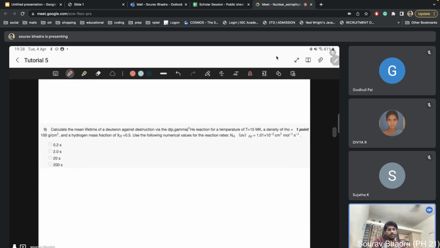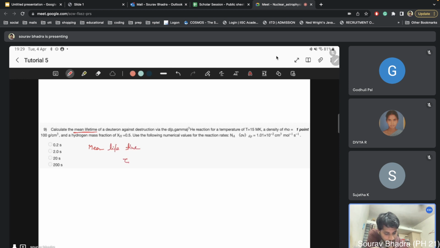Calculate the mean lifetime of a deuterium. So you can see here we have to calculate the mean lifetime. Mean lifetime is from week 4, not related to week 5, week 3 I think, not related to week 5. So mean lifetime, all this expression we have done.